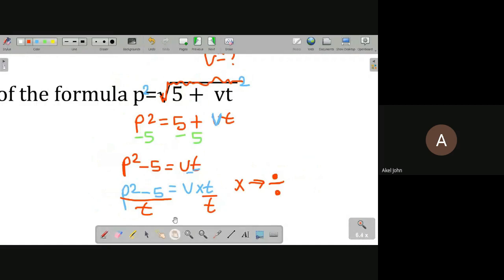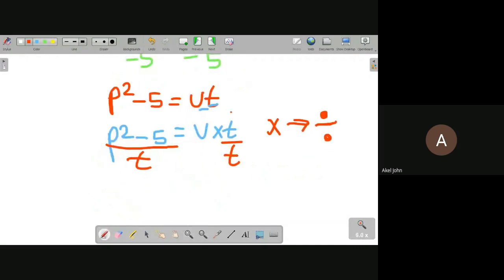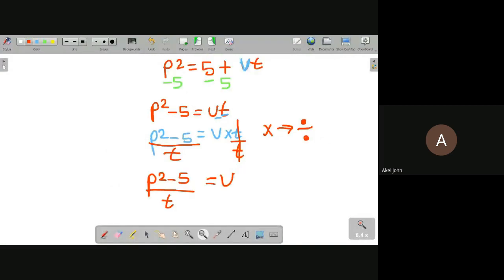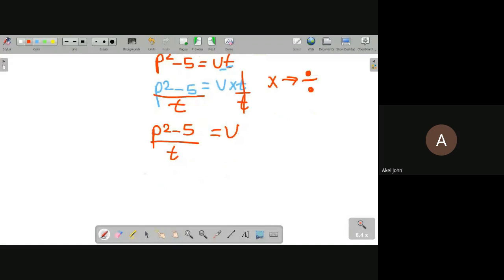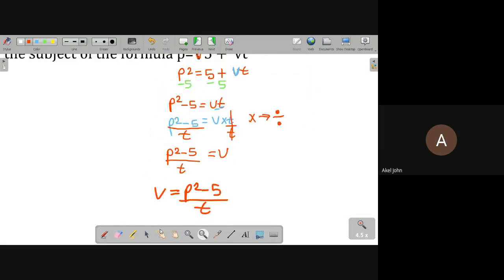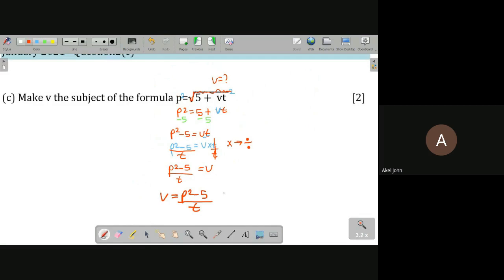The T's would cancel off, because again, top the same, bottom the same, the answer is 1. Leaving P squared minus 5 over T is equal to V. And since that is the subject of the formula, you need to put the subject on the left hand side. So that is V equals P squared minus 5 over T. And there you go, for 2 marks. We have successfully made V the subject of the formula.